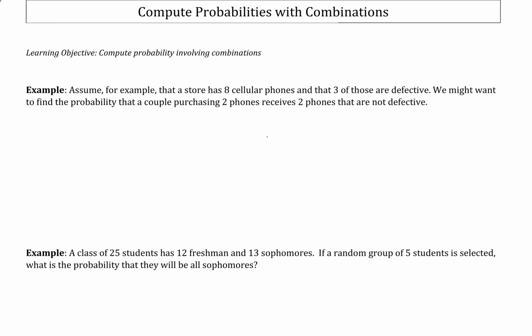So we have 8 phones, just to visualize. 3 of those are defective. That means 5 of those are not defective. So we want to calculate the probability that 2 phones are not defective.